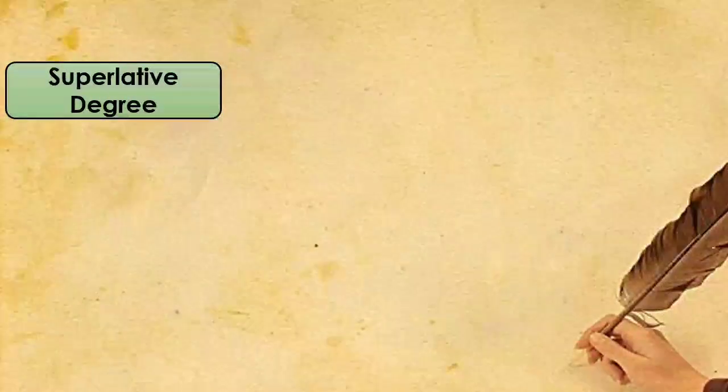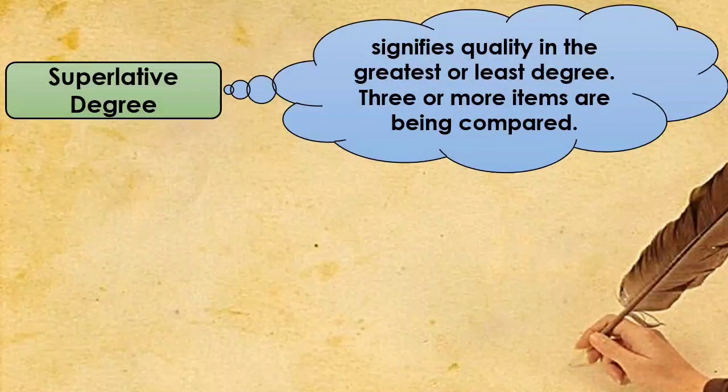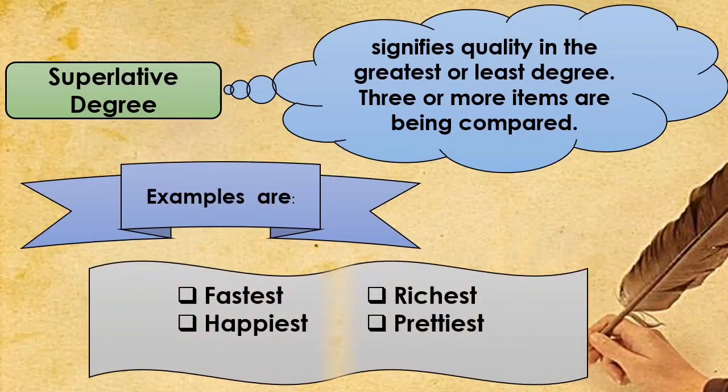Now let us know the superlative degree. Superlative degree signifies quality in the greatest or least degree. 3 or more items are being compared. Examples are fastest, happiest, richest, and prettiest.